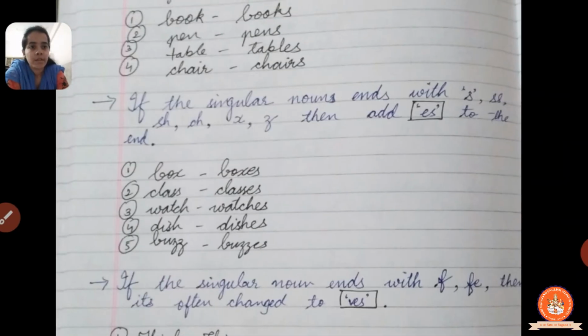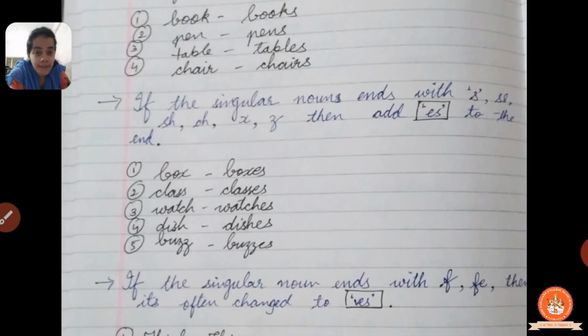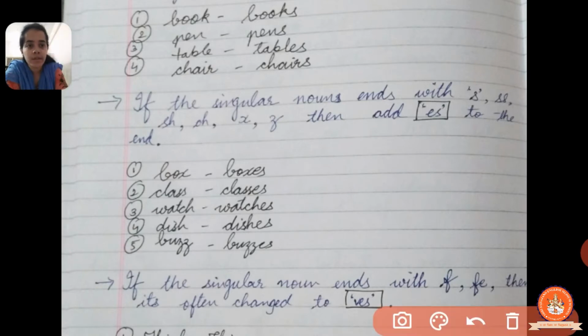See over here, if there is any singular noun which ends with s, double s, sh, ch, x or z, then what we have to do? We have to remember that for converting into plural, we will add es to that noun. So like you can say box, boxes, class, classes, watch, watches, dish, dishes, buzz, buzzes. So what they have done over here? They have just added es at the end of all the nouns for converting into plural.